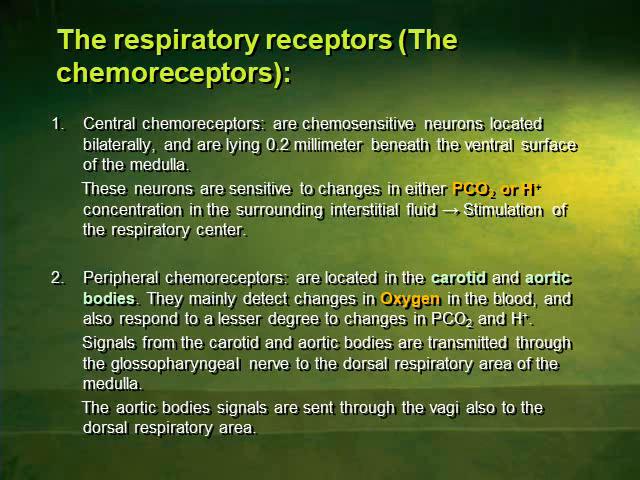Signals from the carotid and aortic bodies are transmitted through the glossopharyngeal nerve to the dorsal respiratory area of the medulla. The aortic body signals are sent through the vagi also to the dorsal respiratory area.